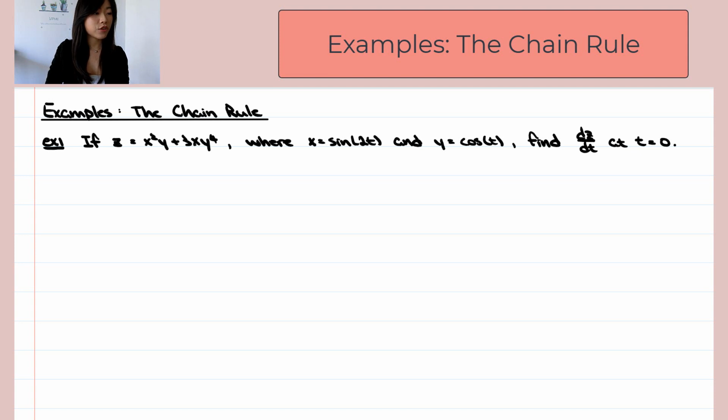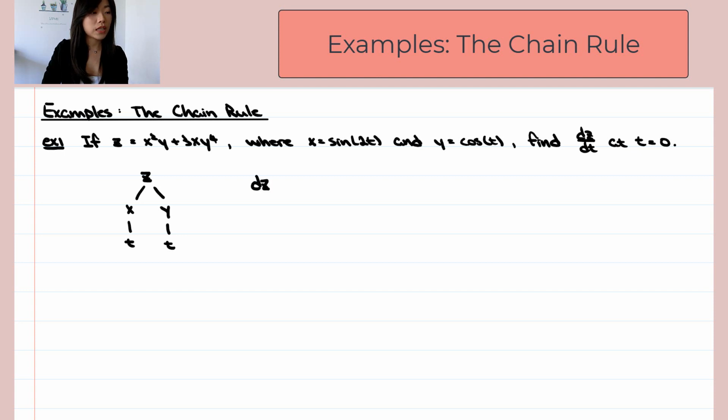So we have the function z, that is a function of x and y, and both x and y are functions of t. And note that at the end of the tree, we only have one variable, the variable t. So we can also express the function z as a single variable function of t. So for its derivative, we will use the normal derivative and not the partial derivative.